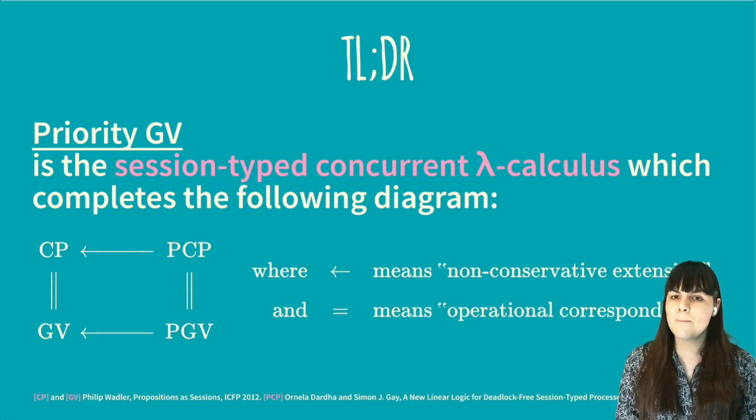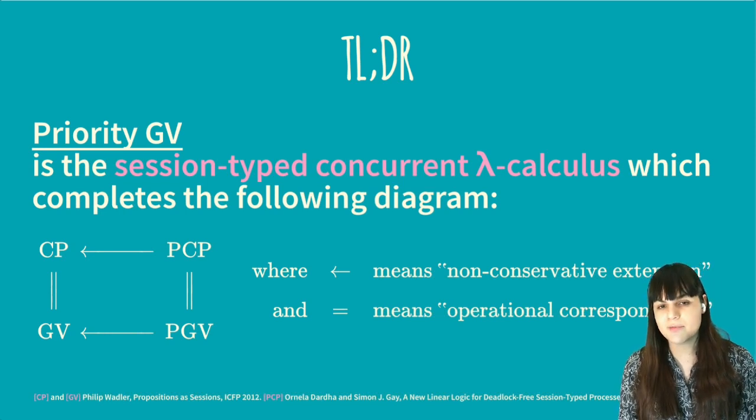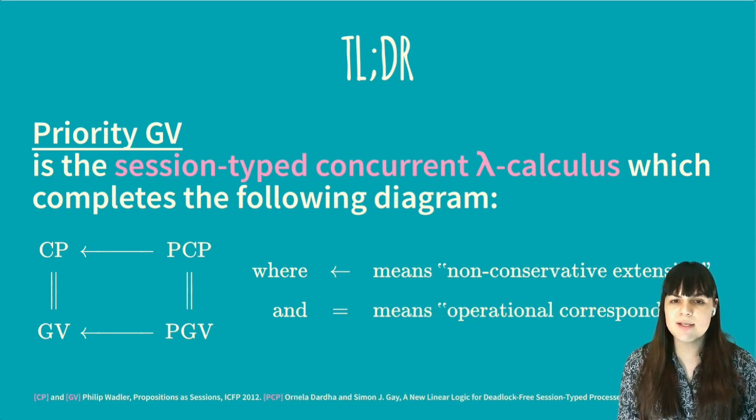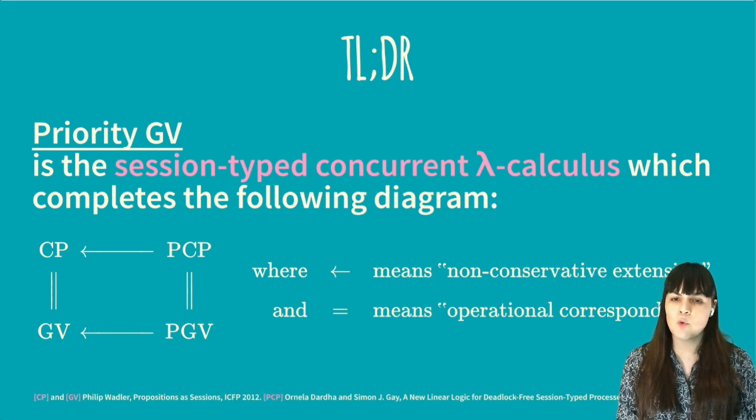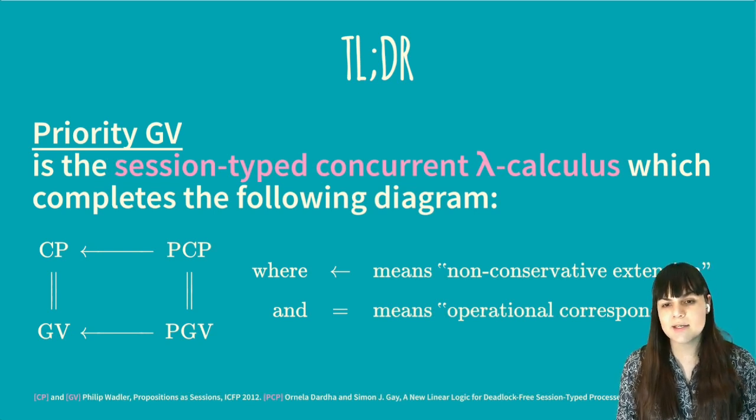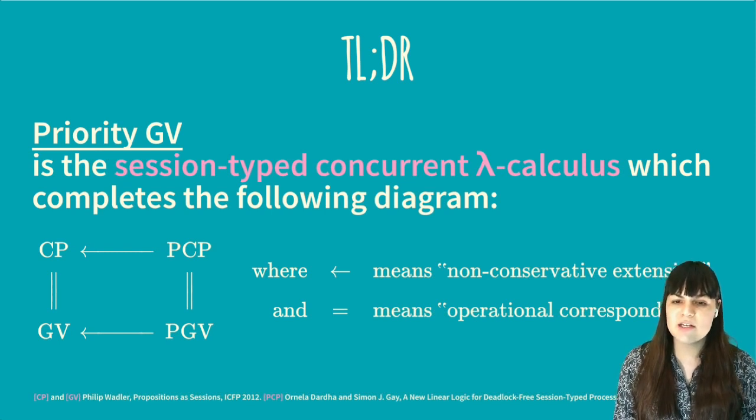Now, let me start off with a bit of an overview for those of you familiar with priorities a la Padovani and with Wadler's CP and GV. Priority GV is a session-type concurrent lambda calculus which completes the diagram you see here. It's a non-conservative extension of Wadler's GV, whereby non-conservative, I mean that from a proof theoretical perspective, we can prove more theorems about existing connectives, and it is related to Dardha and Gay's PCP via a pair of translations which enjoy operational correspondence. Although I should add here, only the translation from PCP to PGV is presented in the paper.